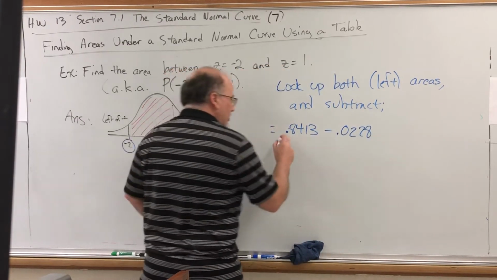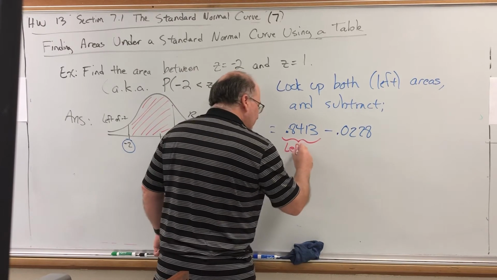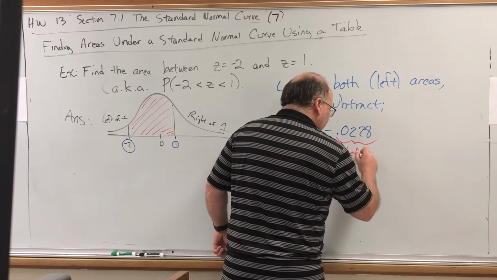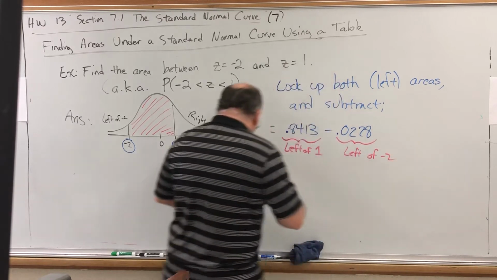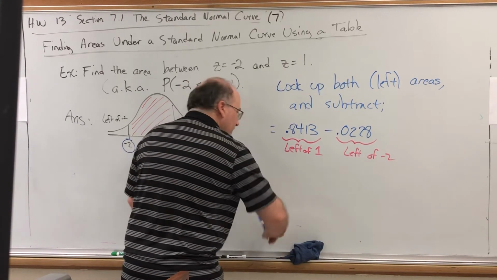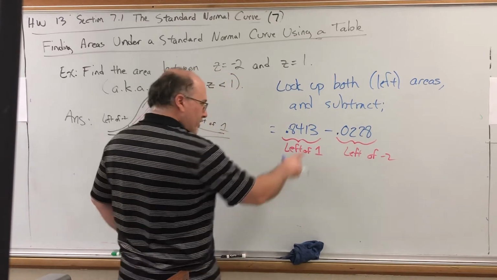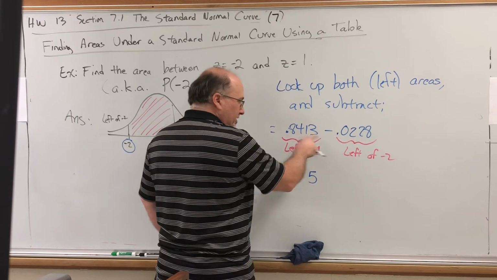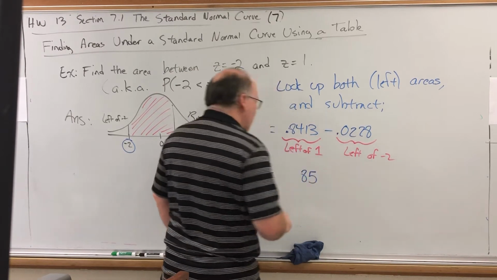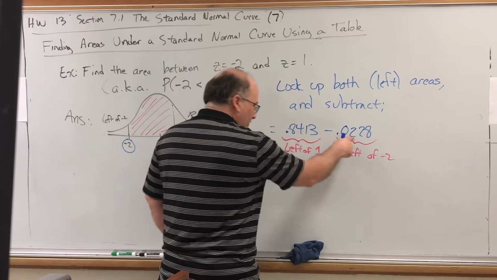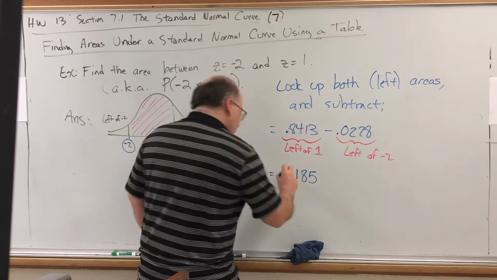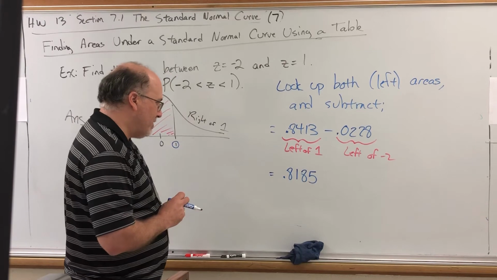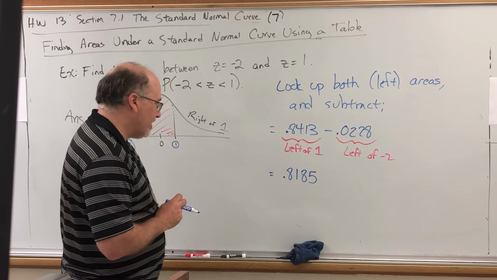Again, this first number is the area to the left of 1, and the second number is the area to the left of -2. So if we subtract those, I think I can do this without a calculator. 13 minus 8 is 5, had to borrow 1. 0, 10 minus 2 is 8, had to borrow 1. 4 becomes 3 minus 2 is 1. Looks like it's 0.8185. Let me add real quick just to make sure that that is correct, and that would be correct.